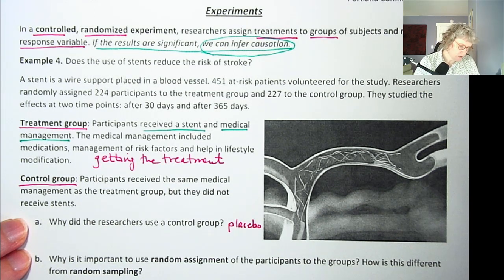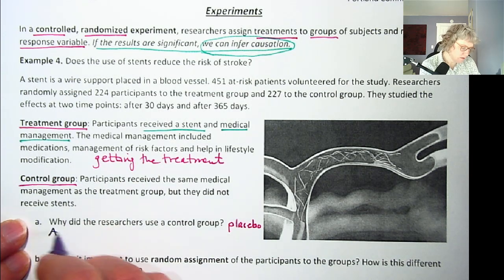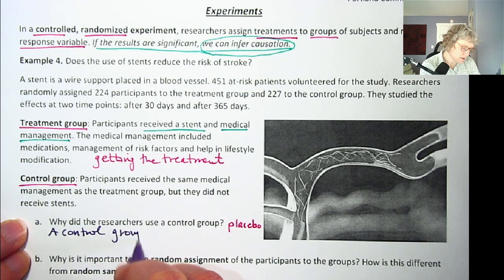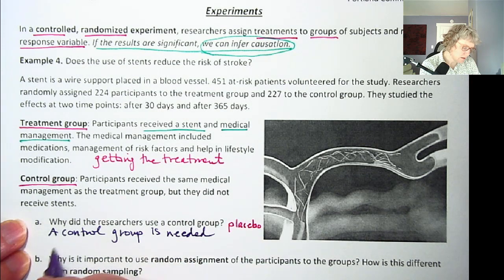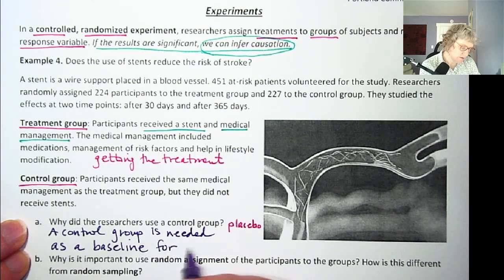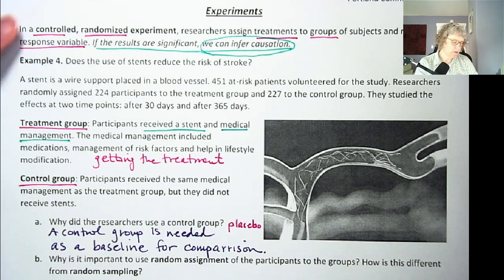Okay, so a control group is needed as a baseline for comparison. Okay, if we don't have a control group, we don't have anything to compare with, so we can't determine if it's statistically significant or not.